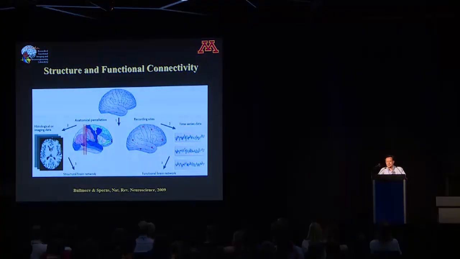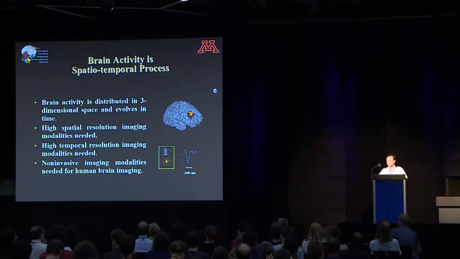So this slide illustrates that when we talk about brain connectivity, we have structural connectivity on the left side of this picture, and functional connectivity on the right side. The functional connectivity mainly has been dealt with from functional MRI or electrophysiological data.